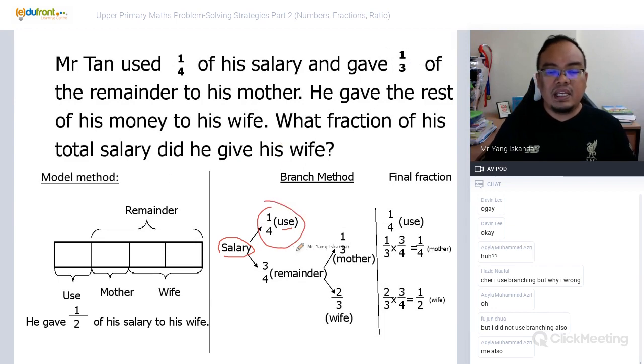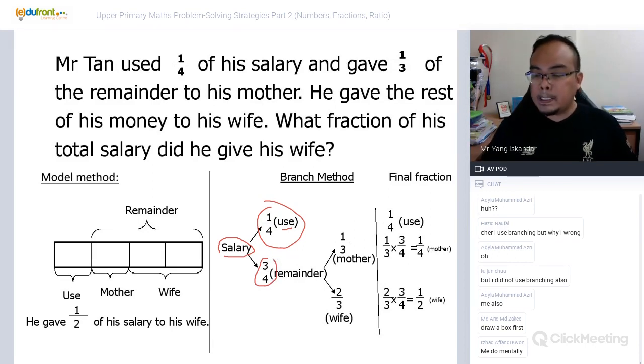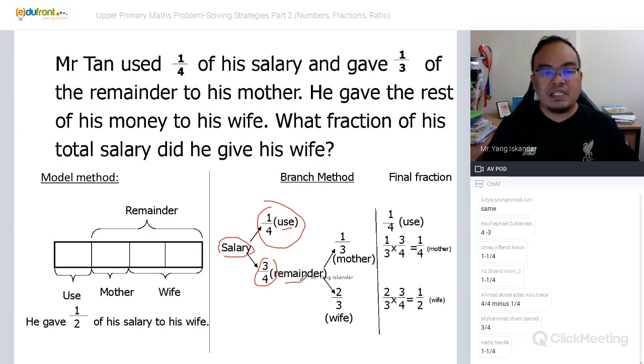So this is very tricky. Many students take 1/3 from here. But no, you need to first find the remainder. Can you tell me how you get 3/4? 1 minus 1/4, right? If this is 1/4 and the salary is 1 whole, 1 minus 1/4, you get 3/4. So you need to find the remainder first.